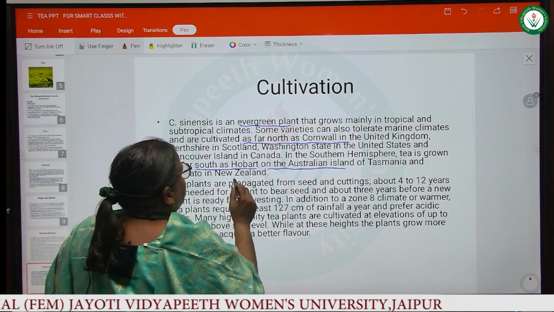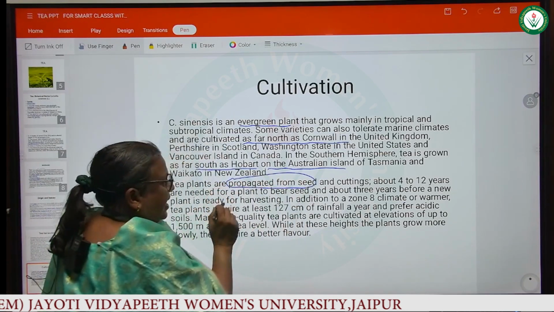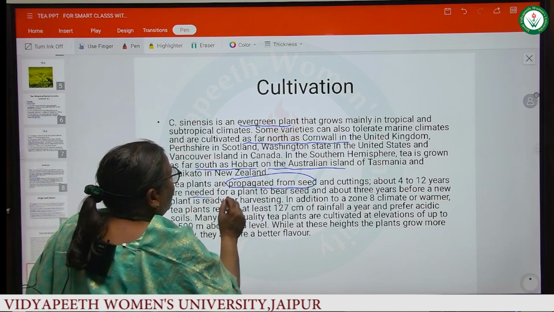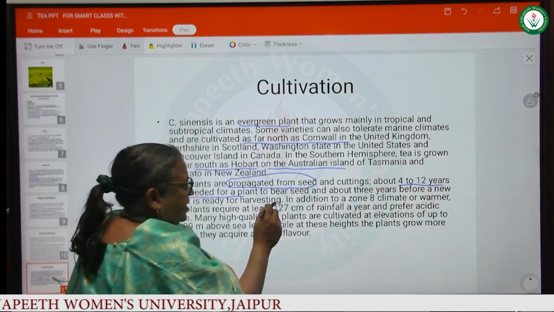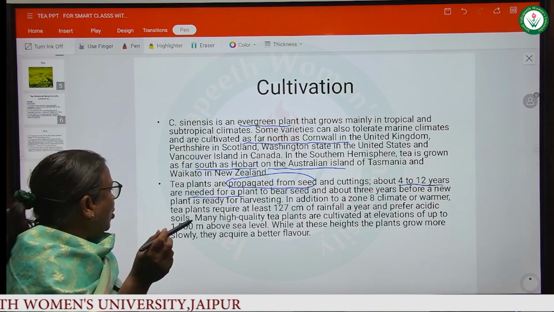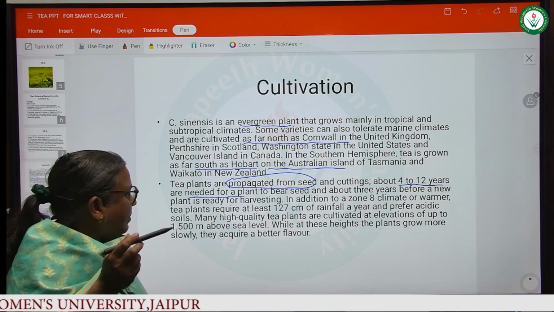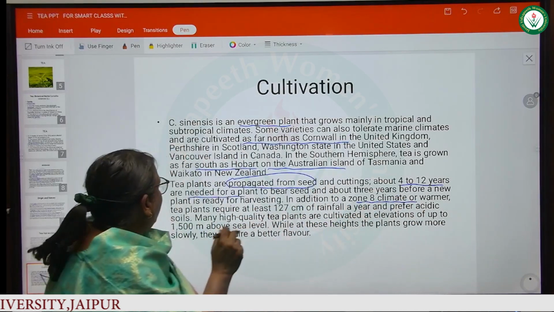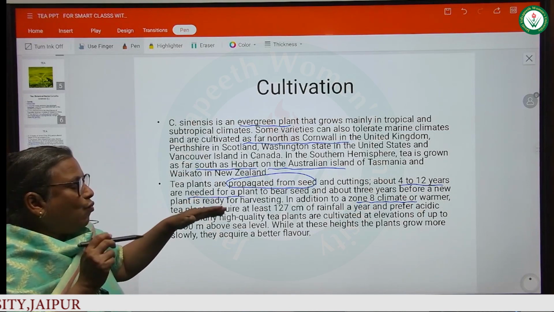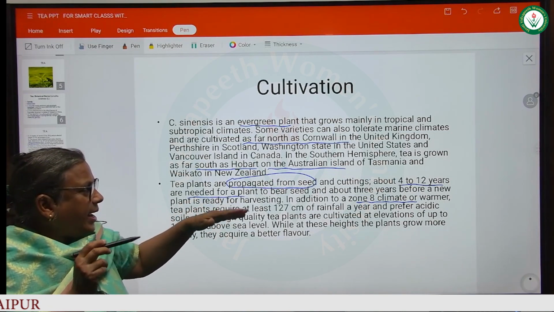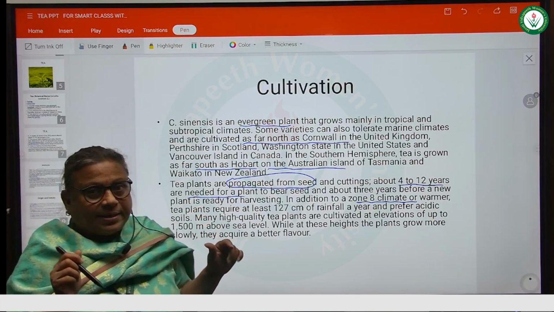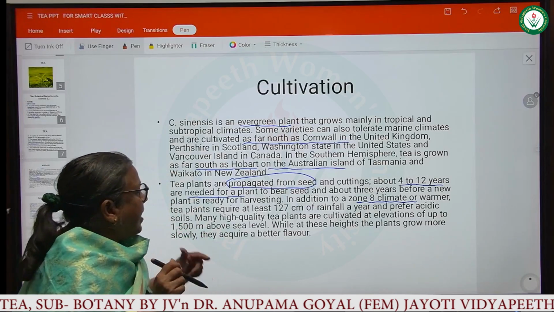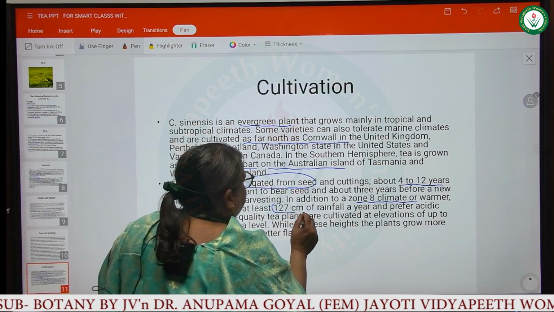Tea plants are propagated from the seed and cuttings. About 4 to 12 years are needed for a plant to bear seeds, and about 3 years before a new plant is ready for harvesting. In addition to a zone 8 climate or warmer, tea plants require at least 127 centimeters of rainfall a year and prefer acidic soils. So for the cultivation, acidic soil is preferred, and about 127 centimeters of rainfall is required.